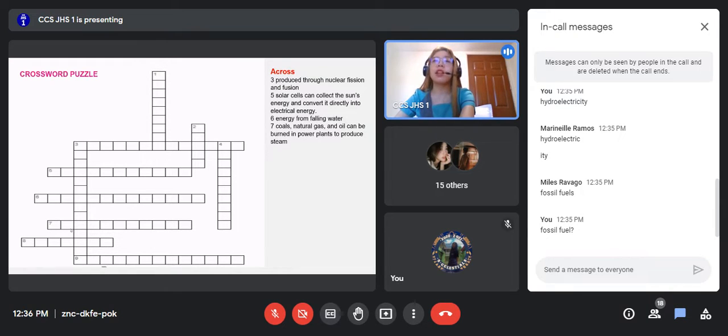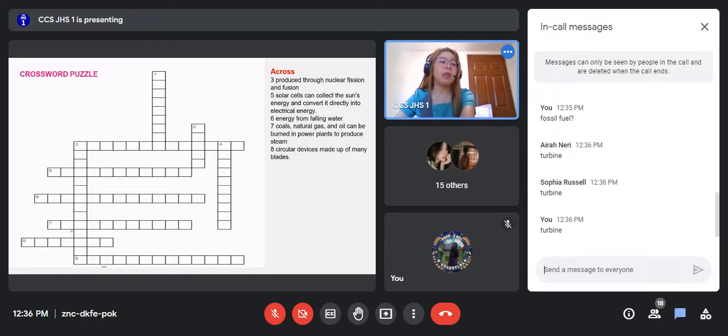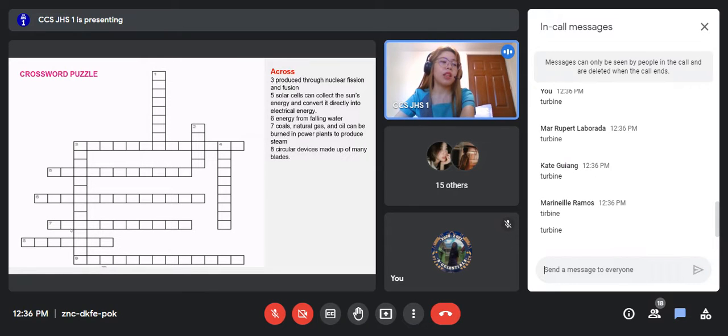Okay, correct. Next, number 8. Circular devices made up of many blades. What is this? Circular devices made up of many blades. All right, very good. From Ira, Sophia, Pauline, Rupert, Kate, and Marinelle, turbine.